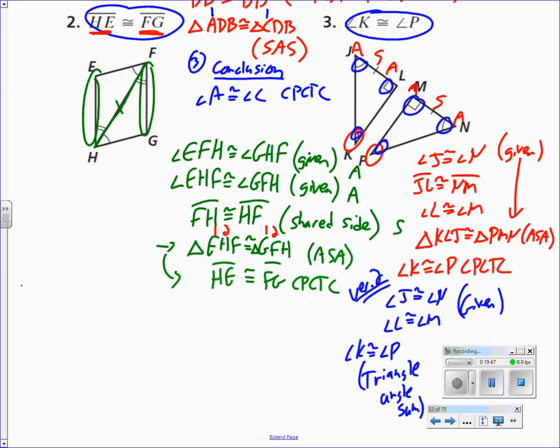So if you want to look for other resources or other examples of this, you can search for triangle congruence proofs.